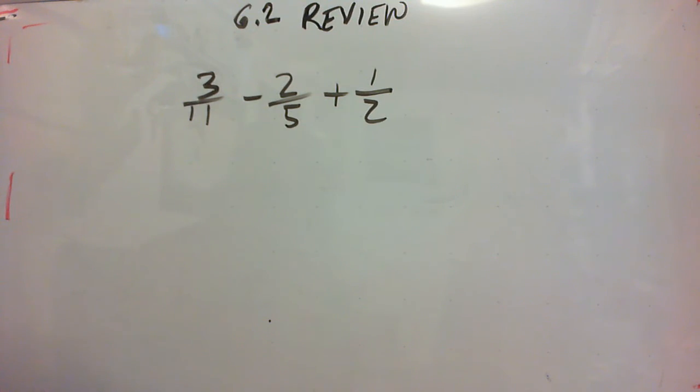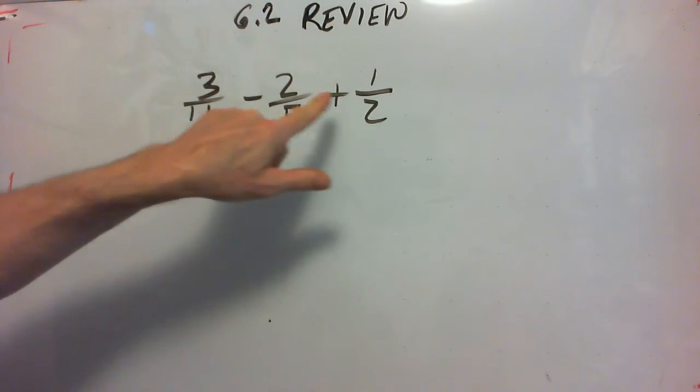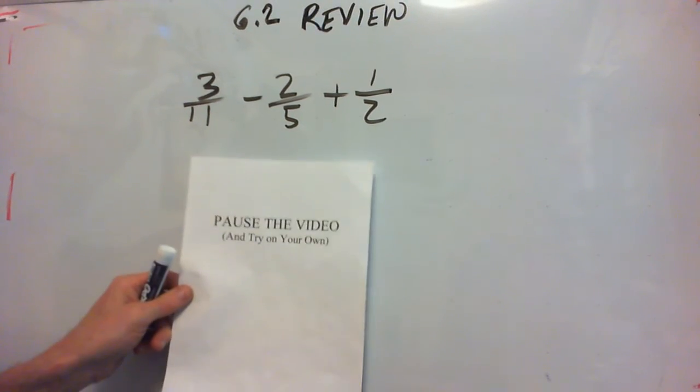And one last review problem. Take 3/11 minus 2/5 plus 1/2 and evaluate that sum and difference, and write as a fraction. So show all the fraction operations. And of course, in order to add or subtract fractions, you need a common denominator, preferably a least common denominator. So see if you can do this on your own. Pause the video.